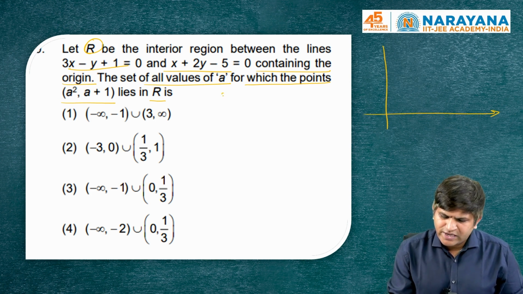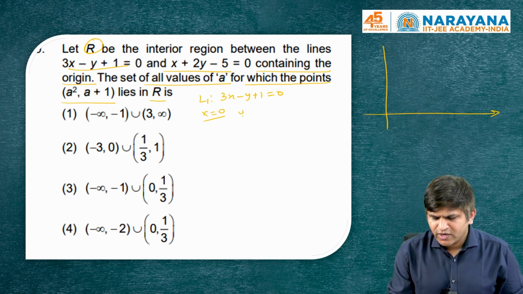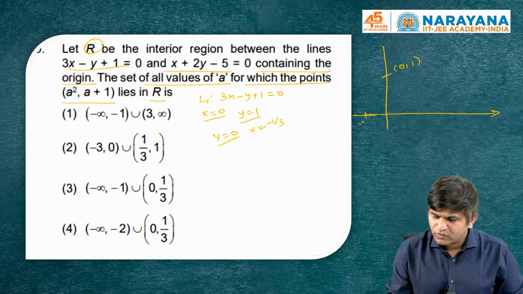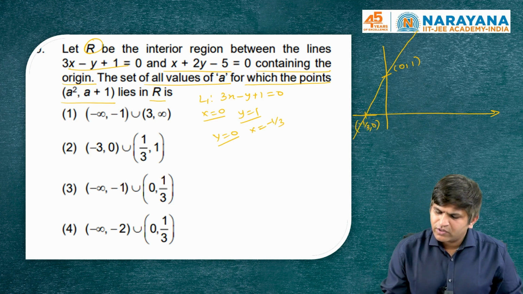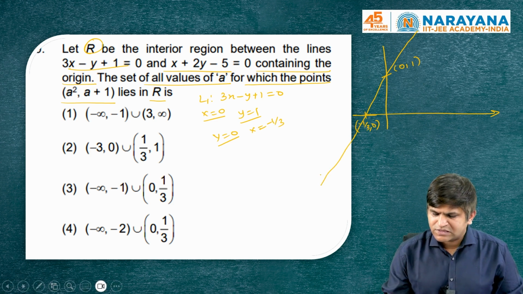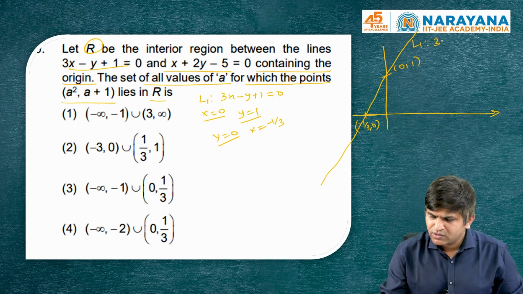So this line is 3x minus y plus 1 equal to 0, let's say L1. If we put x equal to 0, we get y equal to 1, so this is (0, 1). If we put y equal to 0, we get x equal to minus 1 by 3, so that is (minus 1 by 3, 0). If we join these two points, we get this line, L1: 3x minus y plus 1 equal to 0.